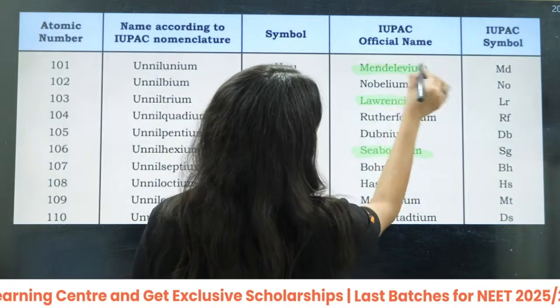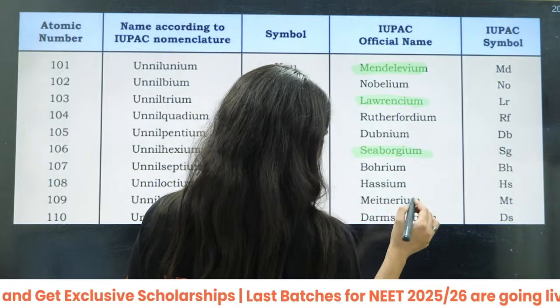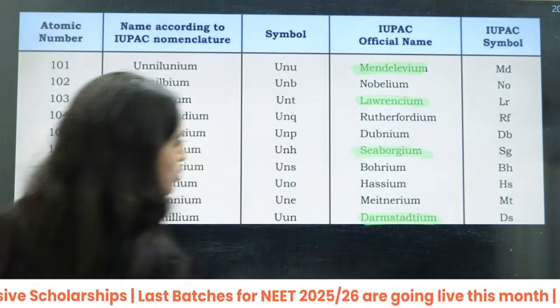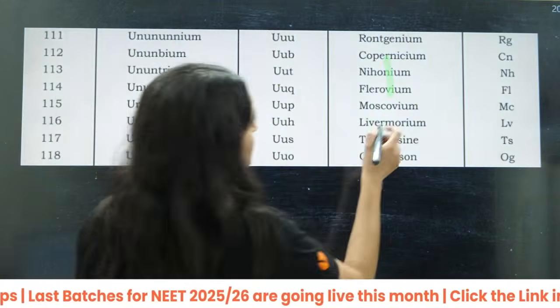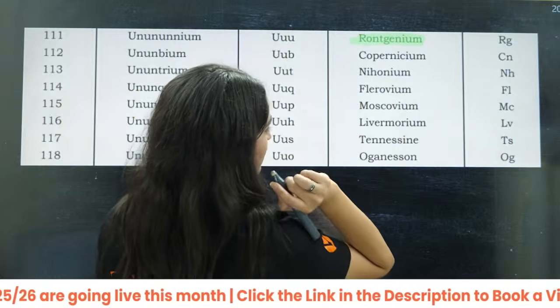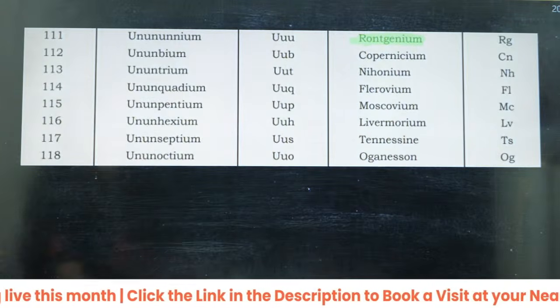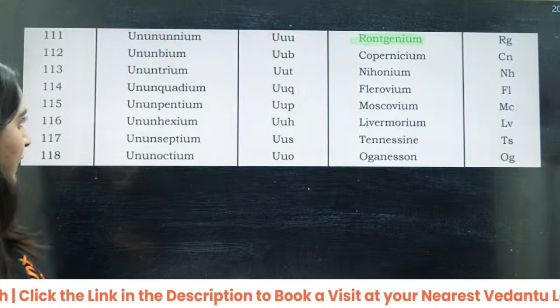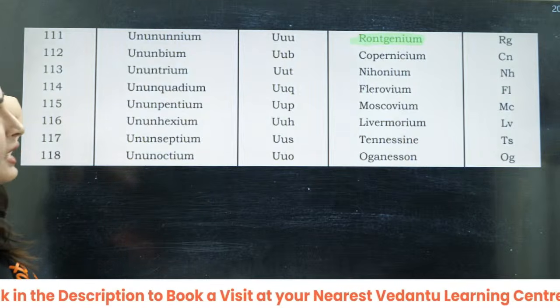Then Mendeleev's is also very important. Then you should know Darmstadtium also, very, very important. Then, bacha, you had a question based on Roentgenium. Yes, Roentgenium. So these are basically 4 or 5 that are very, very important, right?